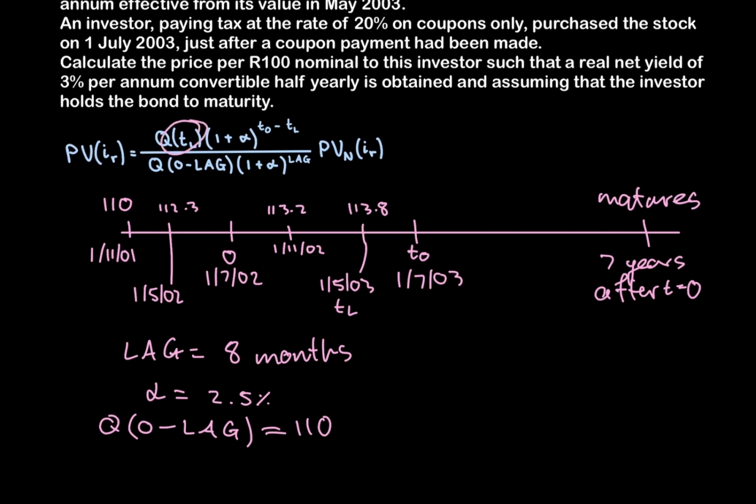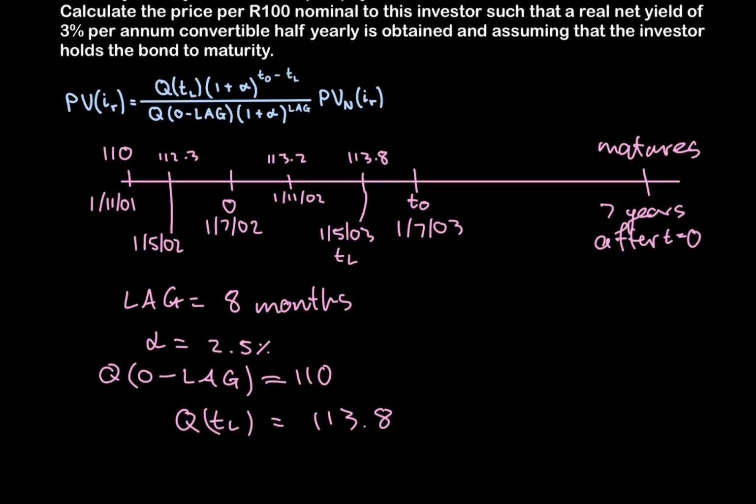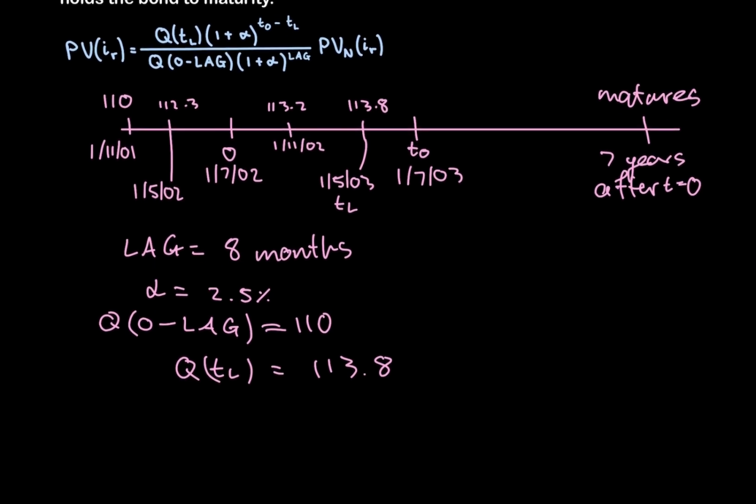And what is the RPI at TL? So Q of TL is equal to 113.8. Okay, so we have most of these values over here. We just don't have this present value, the nominal present value using the real interest rate.